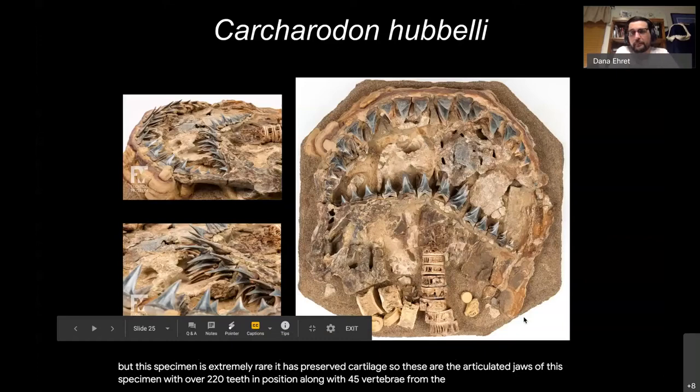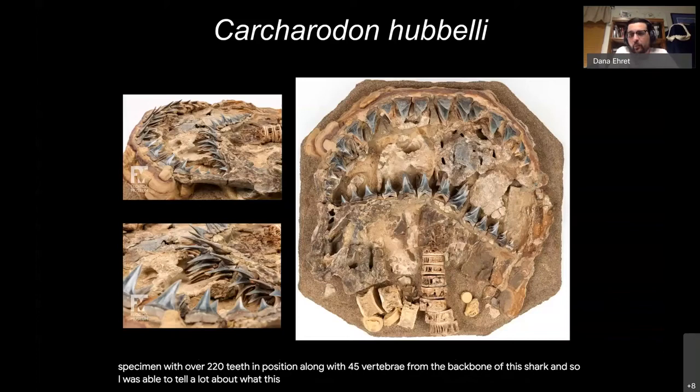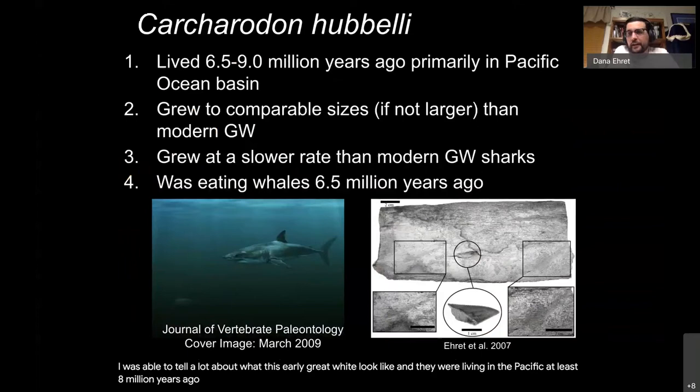And so I was able to tell a lot about what this early great white looked like from this specimen. And they were living in the Pacific at least 8 million years ago, alongside Megalodon, living in the same environments. We know that they grew to comparable sizes, if not larger than modern great whites. The largest fossil great white shark tooth I've seen to date, based on the tooth size, would compare to a great white of about 30 feet in length.